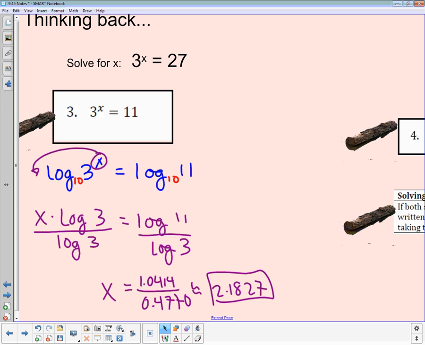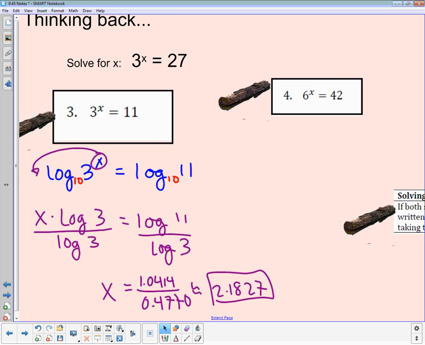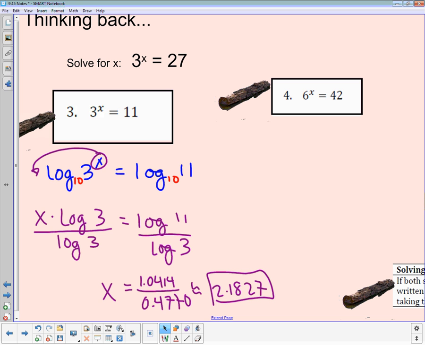Same thing in number 4. Now I'm looking at 6 to the x power is equal to 42. So I can't take the x root of something. I don't know how to do that. So I'm going to take the log of both sides and get that x out of the power position. So I have the log of 6 to the x equaling, oops, sorry, log of 42. Make sure I put that in.